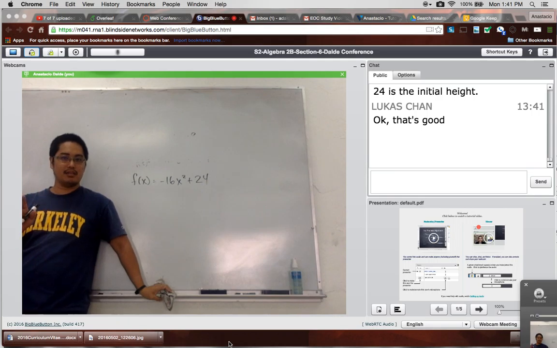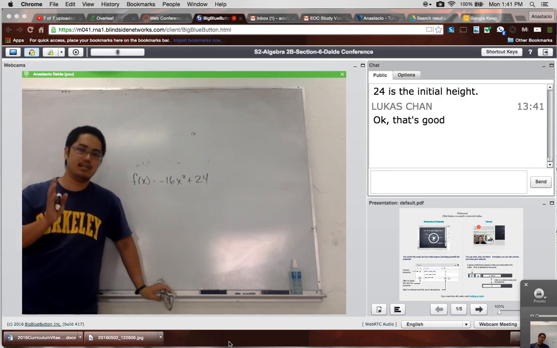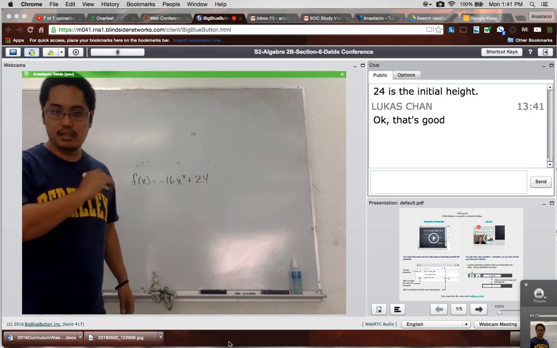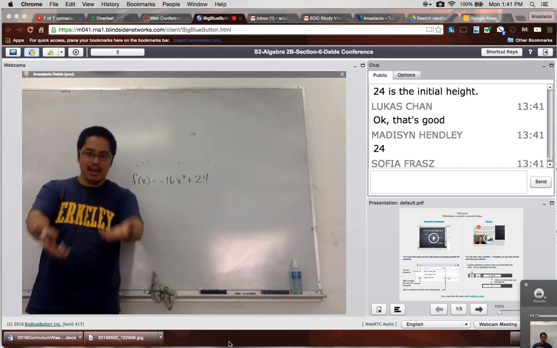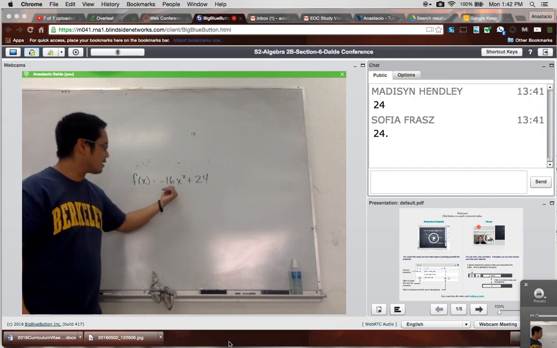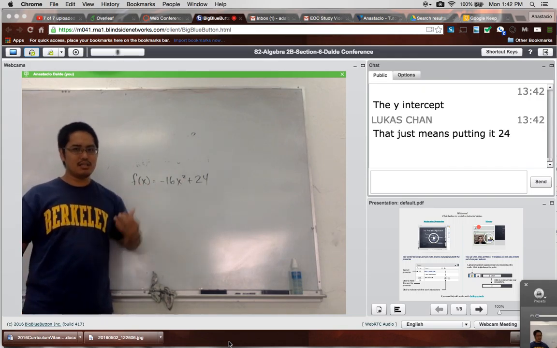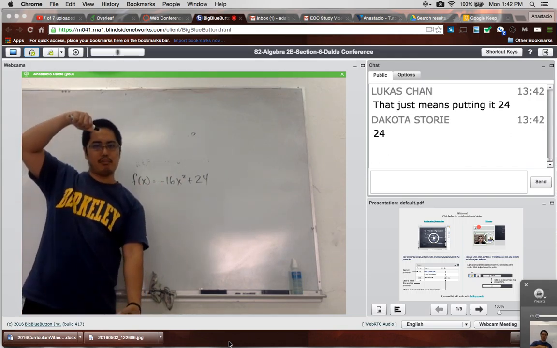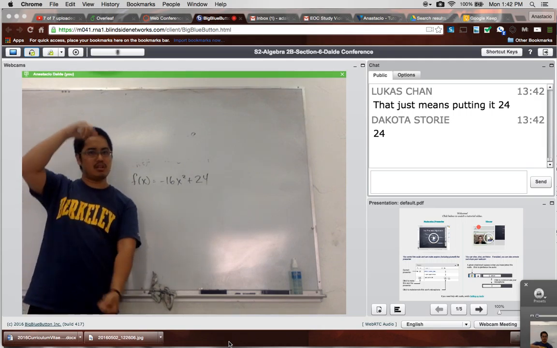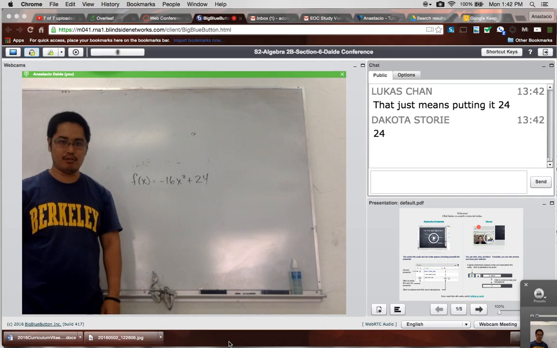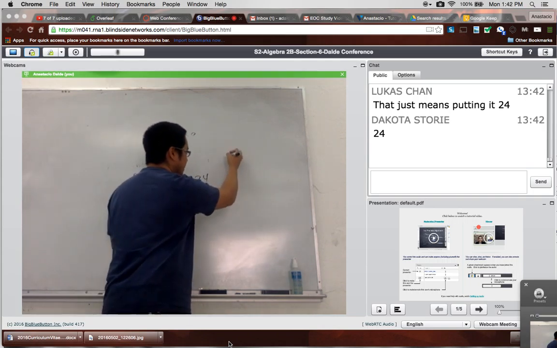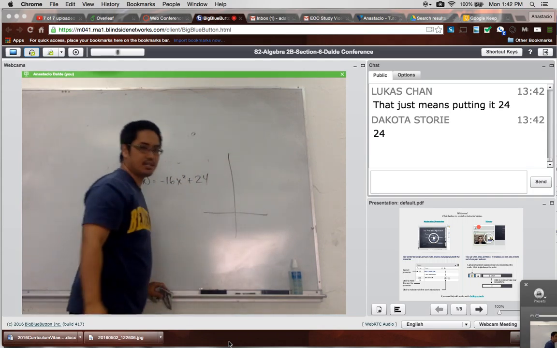If I'm asking you, what is the initial height or the initial y value? Exactly, you would say 24. I mean, look at this. This is a parabola we know. This is a stretched out parabola, stretched vertically by 16, flipped upside down, and pushed up to a height of 24. Basically, you know what this situation is?